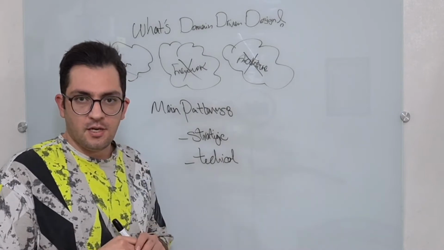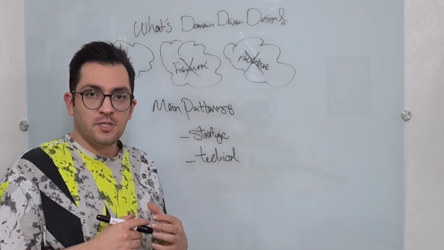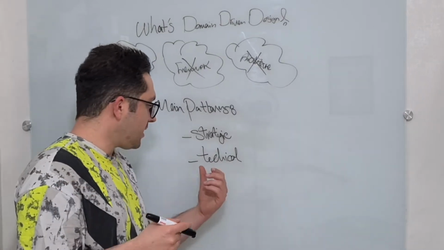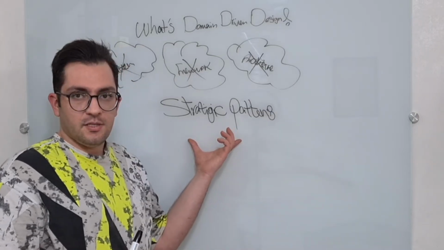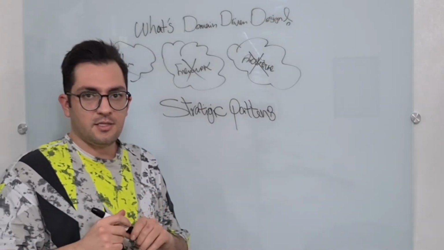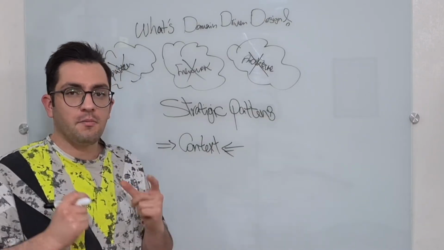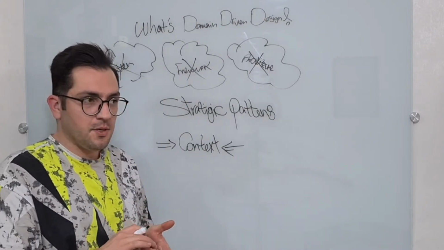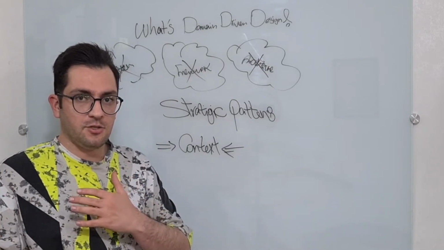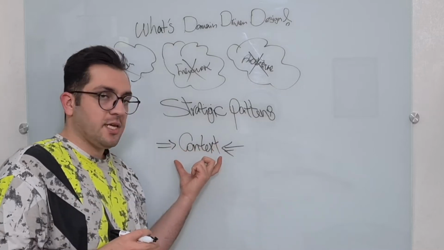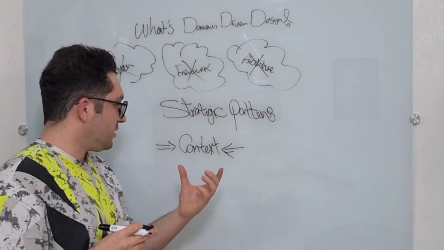In domain-driven design, we have two main patterns. The first is the strategic pattern and the second is the technical pattern. A strategic pattern in domain-driven design is in terms of context. In domain-driven design, this word is super important. I mean, it's about everything in DDD. If you want to be a good DDD practitioner, you need to understand this word truly, and you need to find a good way of understanding it.